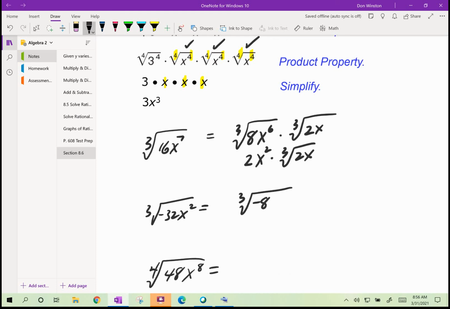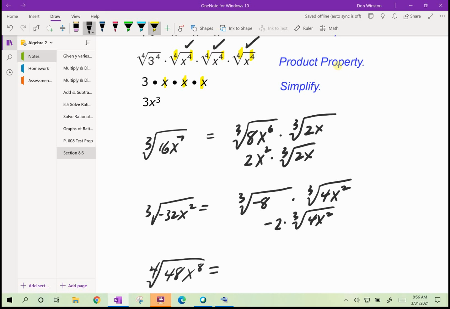Okay, negative 8, because why did I write it negative 8? Because I have an odd index. So that would be the cube root of negative 8. And then what's left over would be the cube root. Well, I need 4, because 4 times negative 8 gives me negative 32, and then an x squared. All right, and so this would then equal, the cube root of negative 8 would be negative 2, times the cube root of 4x squared.